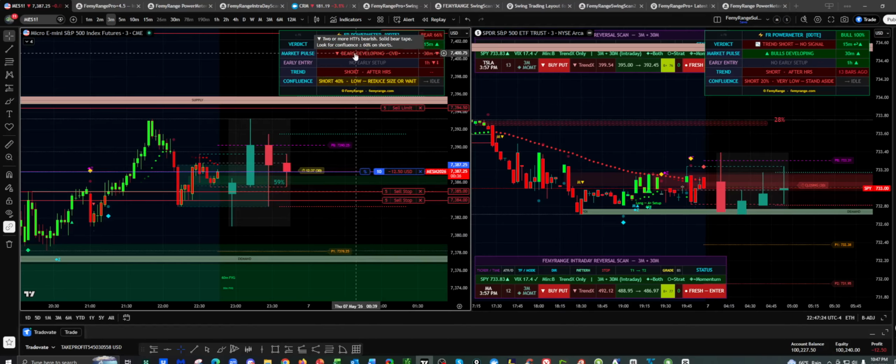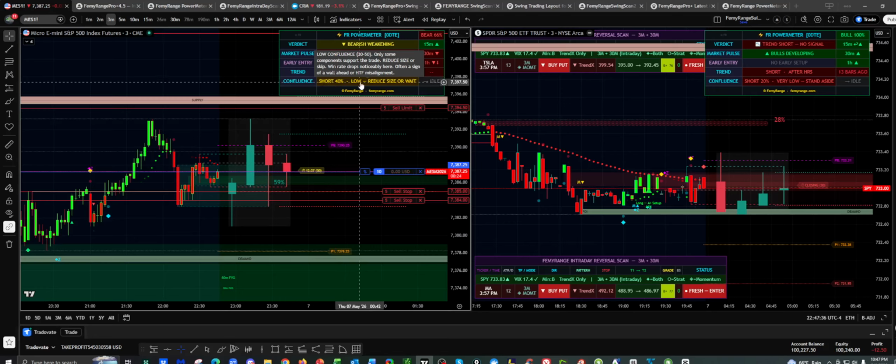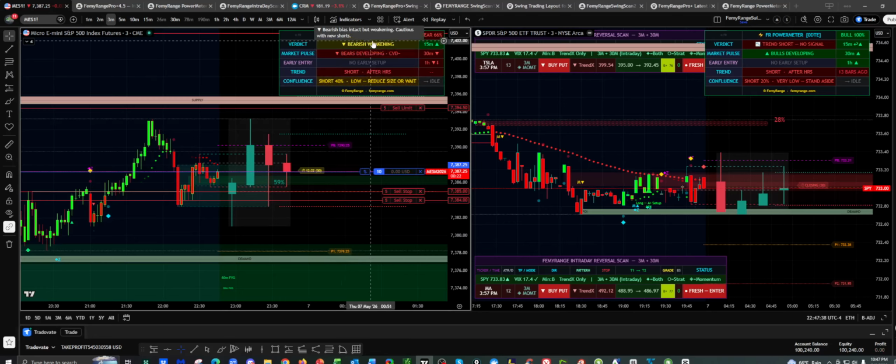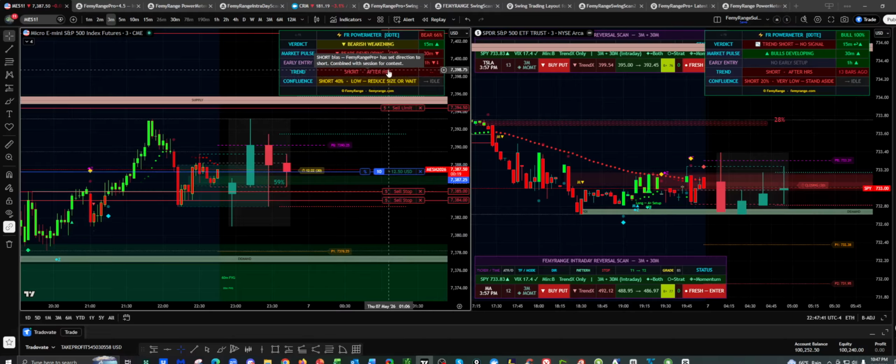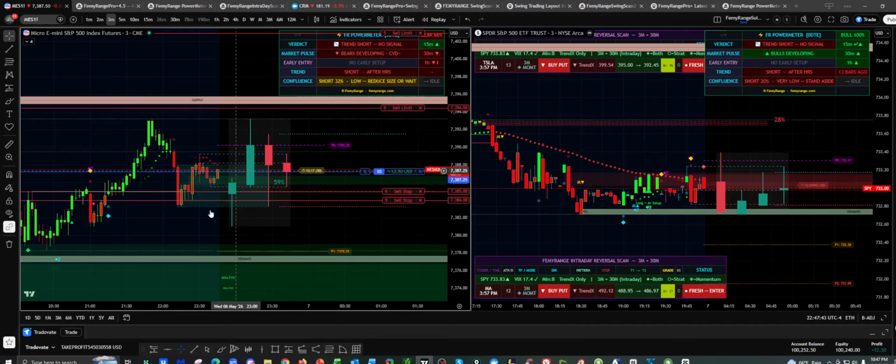Then the market pulse says two or more higher time frames are bearish. It's a solid bear tape. Look for confluence above 60% for shorts. Right now for shorts we're at 40%. So we can't look to the downside and we can't really look to the upside either. But I took this for the upside just for the sake of explaining how this tool works. Now we're up $12. So we'll see how it works, and I'll show you how I trade.